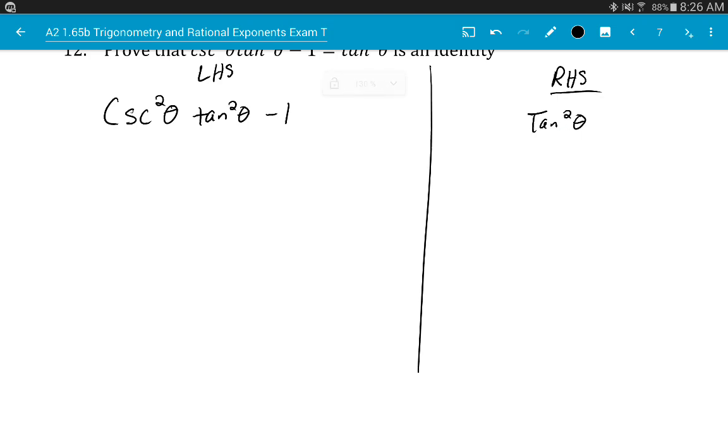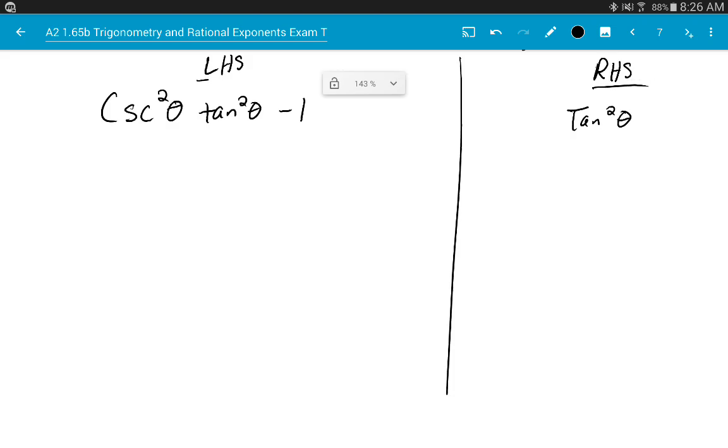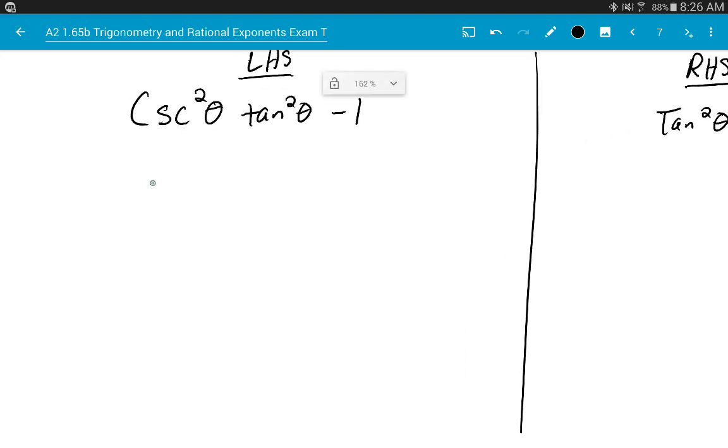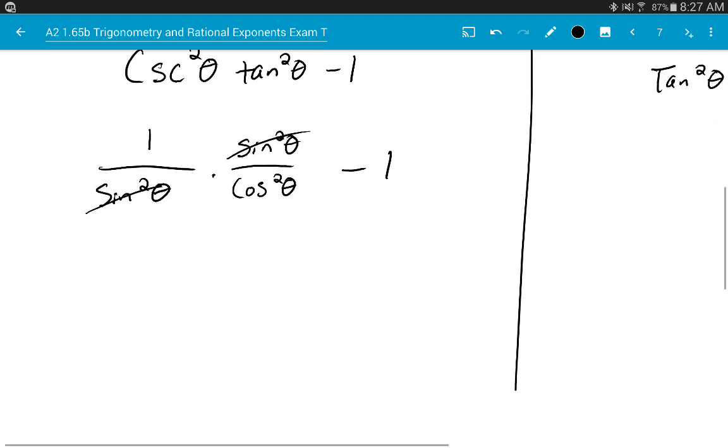Well, it doesn't look like anything's going to happen really on the right. That's pretty simple so far. So let me just handle the left. Cosecant squared theta is 1 over sine squared theta. Tangent squared theta is sine squared theta over cos squared theta, minus 1. The sine squareds are going to cancel out. So I get 1 over cosine squared theta minus 1.